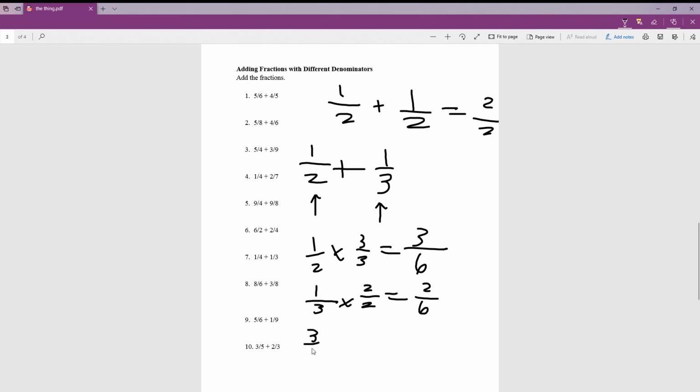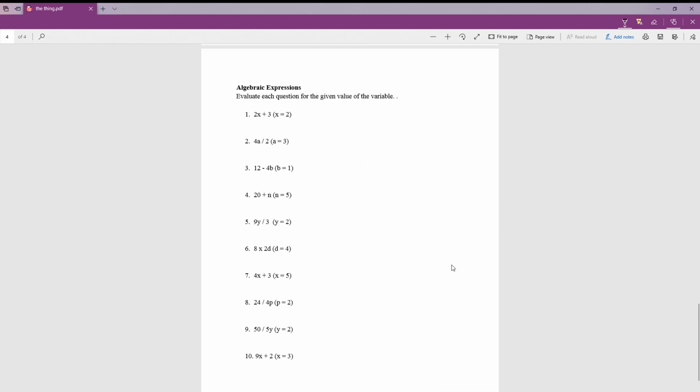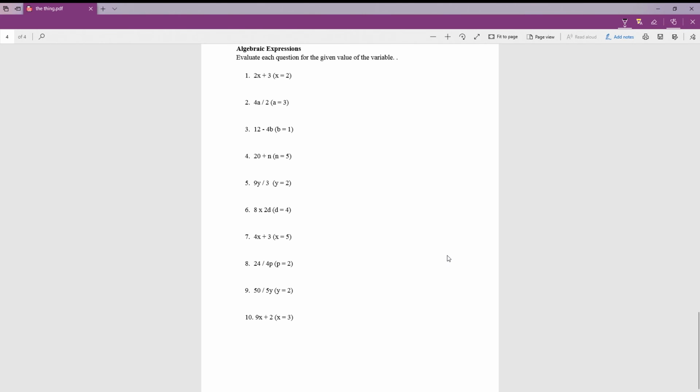So all we did was change the appearance of the numbers to make them match. We didn't change the actual values, because 3 over 6 is still equal to 1 over 2, and 1 over 3 is still equal to 2 over 6. So now we can add them easily, just straight across, and we get 5 over 6. And that will be your answer.